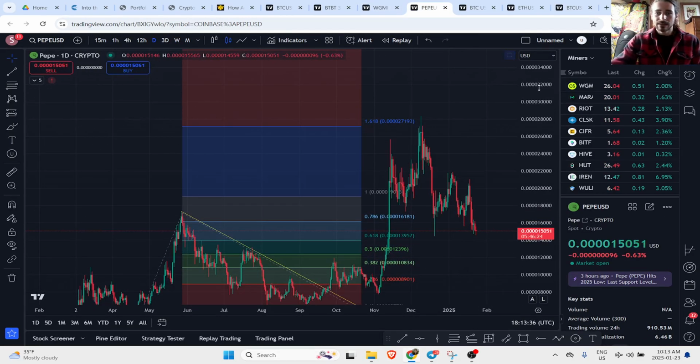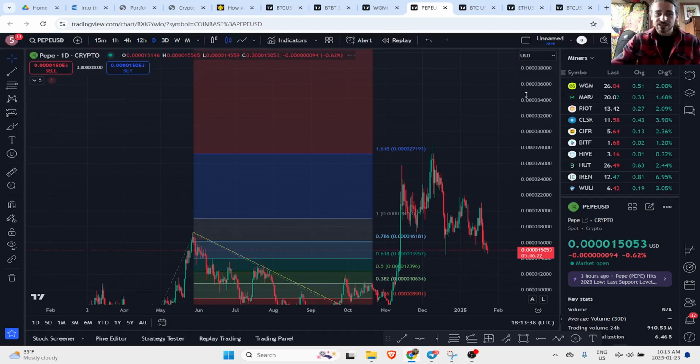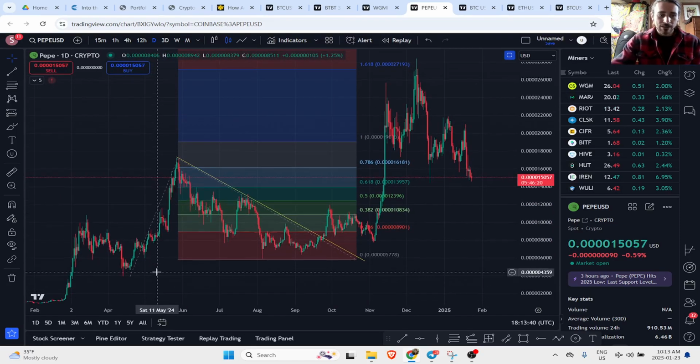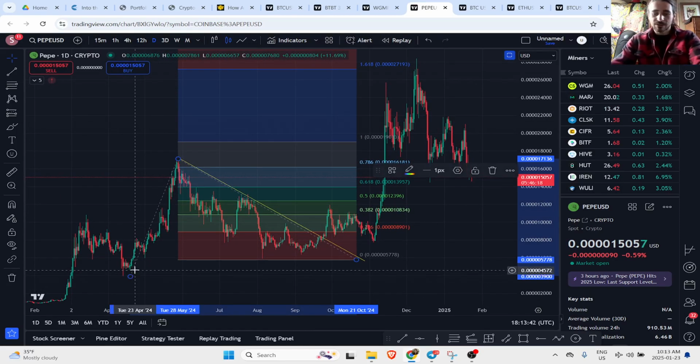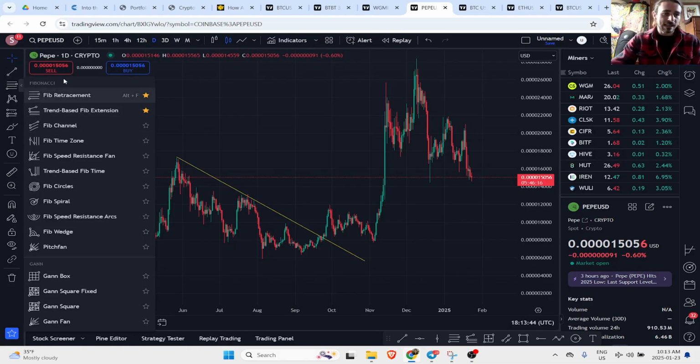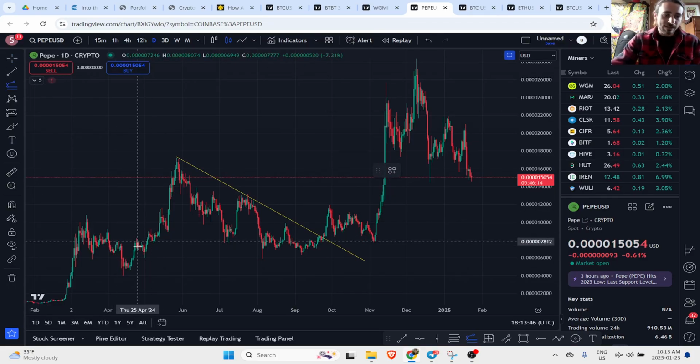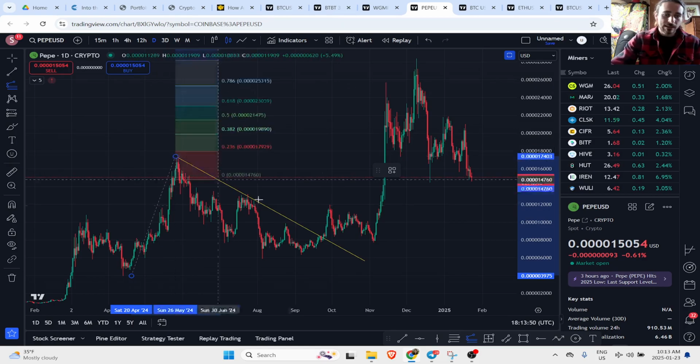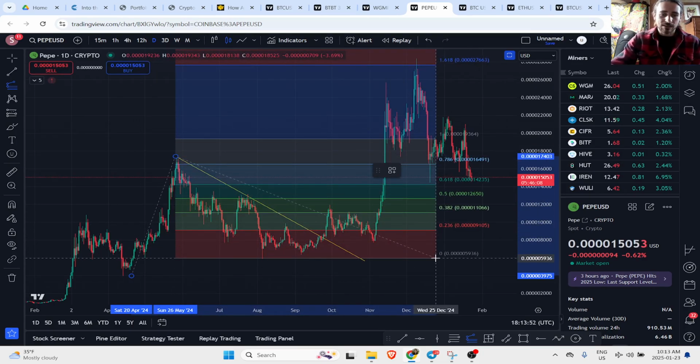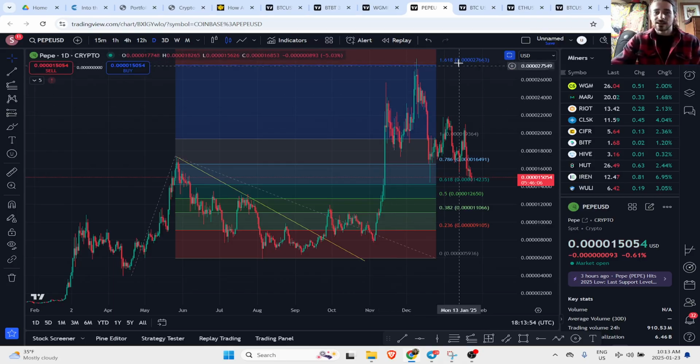Looking at Pepe, this is our Fibonacci extension. So this is one that did play out. We've got our Fibonacci extension tool. So if we were to grab it here, again, just below the Fibonacci retracement, from this swing low to this swing high, back down to this swing low, and we see our 1.618.